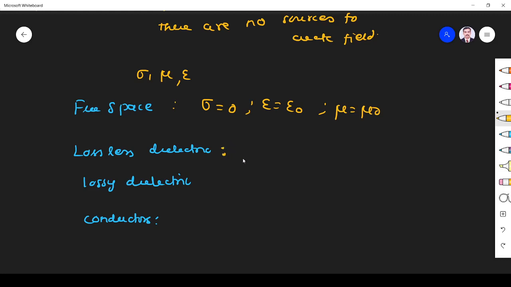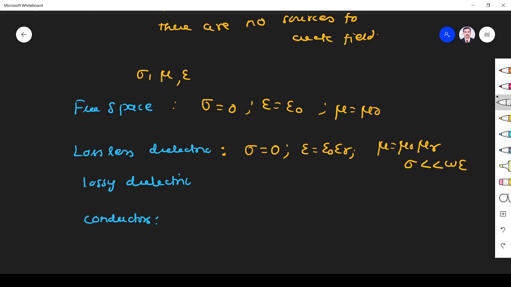Lossless dielectrics have a conductivity of 0. We know dielectric is an insulator, so conductivity is 0. Epsilon is equal to epsilon naught epsilon r, and mu is equal to mu naught mu r. And one more thing we have to remember is sigma by omega epsilon must be less than 1, or sigma must be far less than omega into epsilon. These are the characteristics of a lossless dielectric.